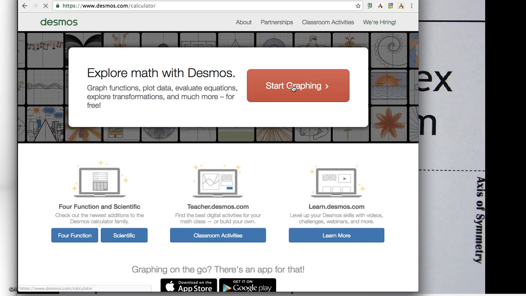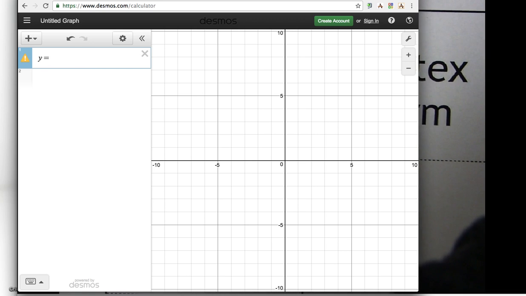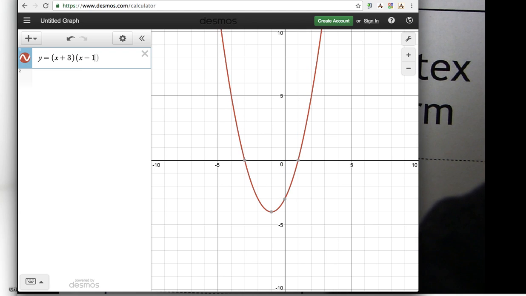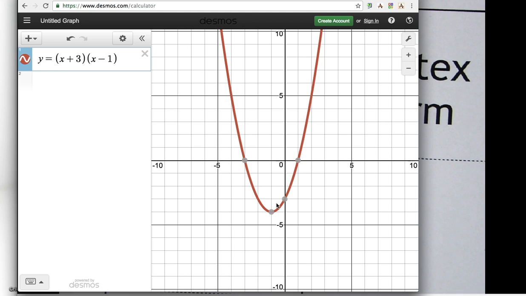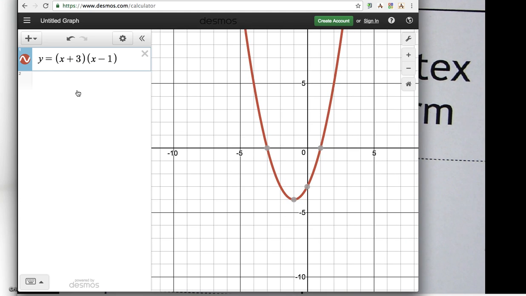There it goes. All right, so our first one is just going to be y equals the quantity x plus 3 and x minus 1. It's our parabola. It's an upward-facing parabola. The vertex is a minimum, and then we have a y-intercept, and we have two x-intercepts. Our goal here is to identify key features just from the equation. So if we're given x plus 3 and x minus 1, what would that tell us about the graph?